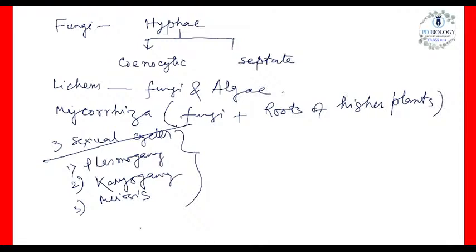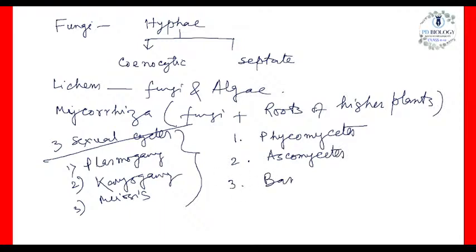Based on the morphology of mycelium and mode of spore formation, fungi are classified into four categories. Can you give the example? What are the fungi classifications? They are Phycomycetes, Ascomycetes, Basidiomycetes, and Deuteromycetes.